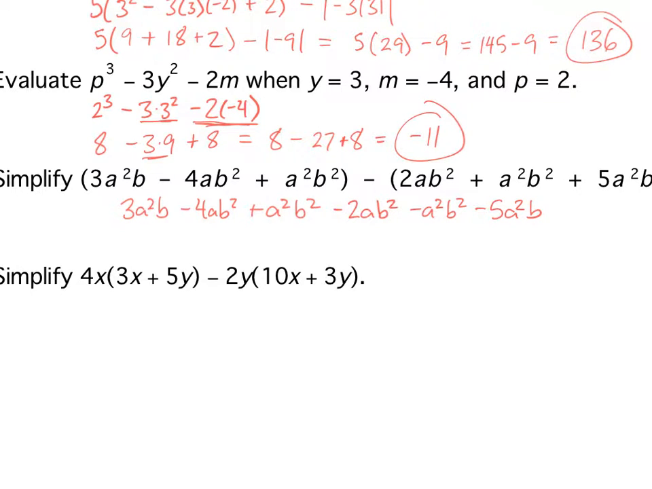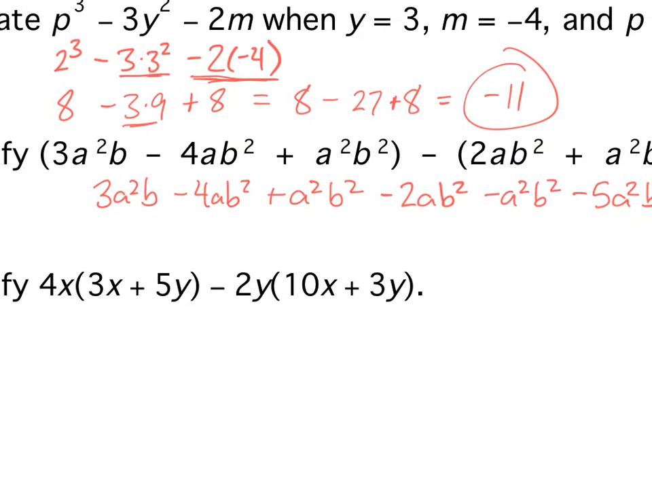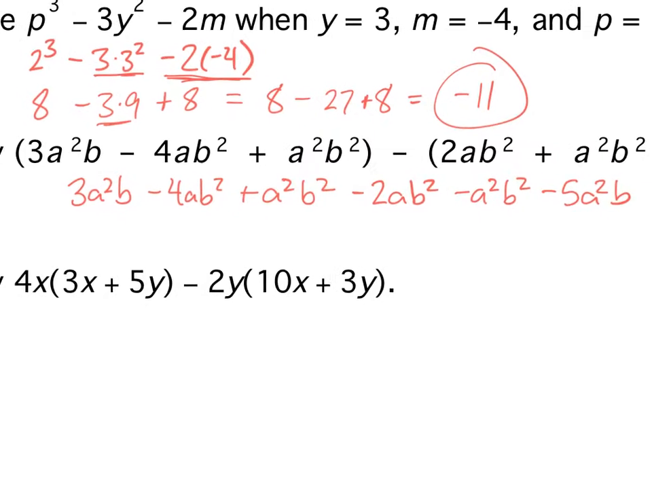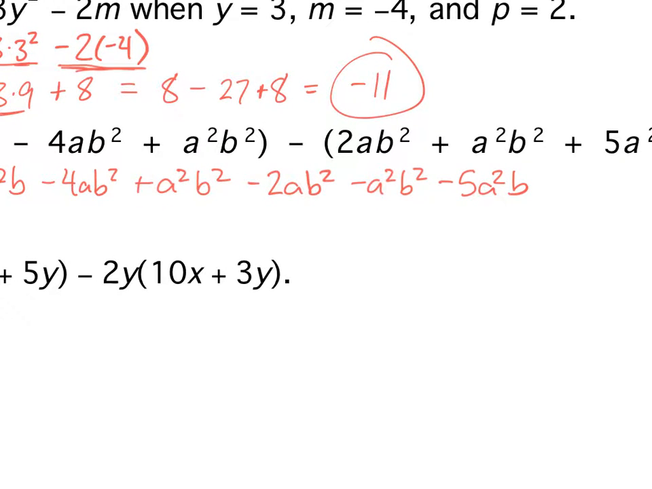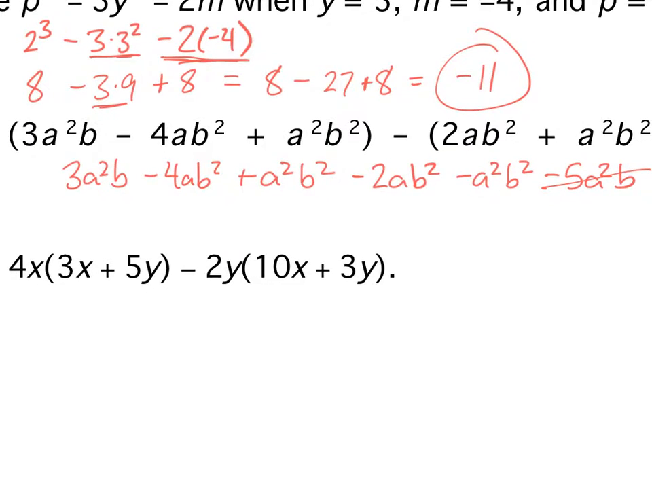Now we want to combine like terms. To combine like terms, you want to find 2 terms that have exactly the same 2 letters with exactly the same exponents. So for instance, a squared b is not the same as ab squared because the squared is in the wrong place. This 3a squared b, I'm going to look at the end and find another a squared b. That's what I can combine it with.